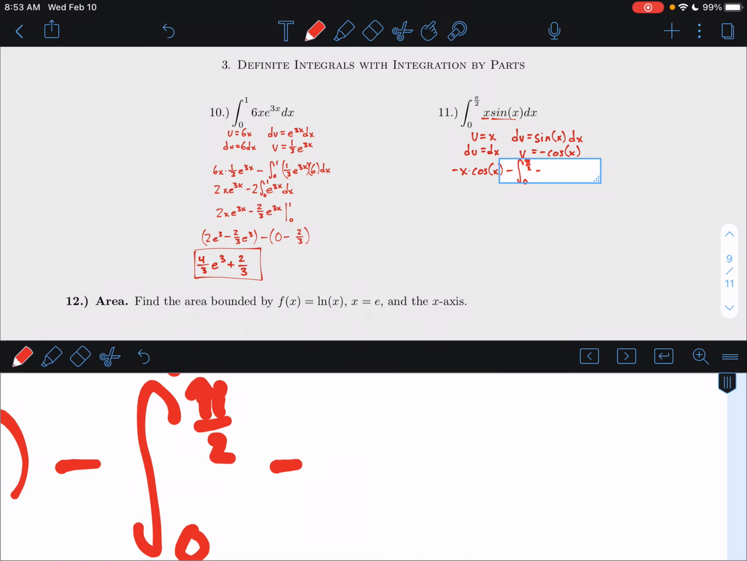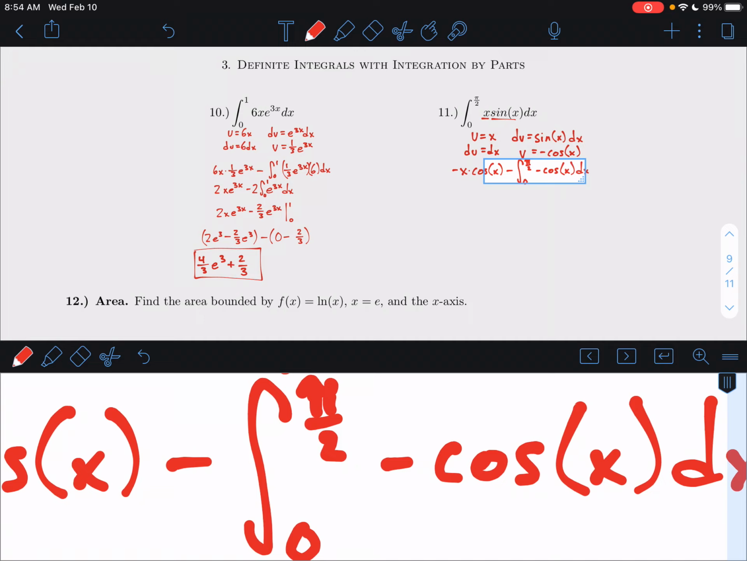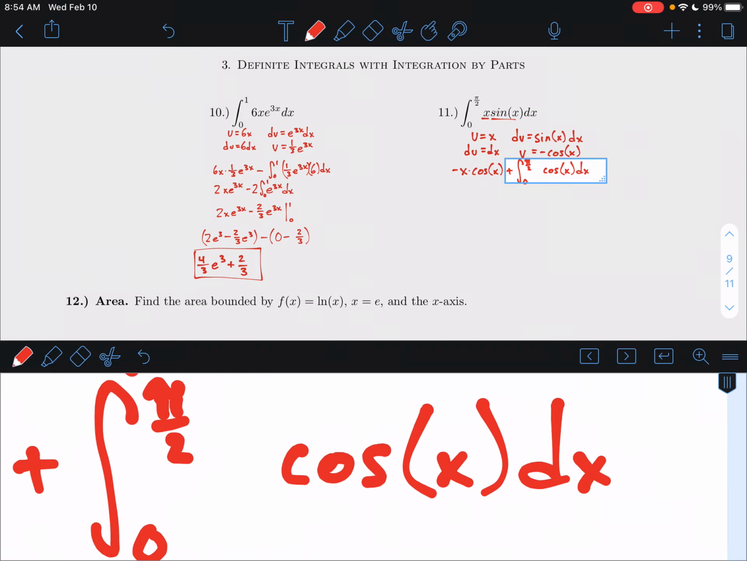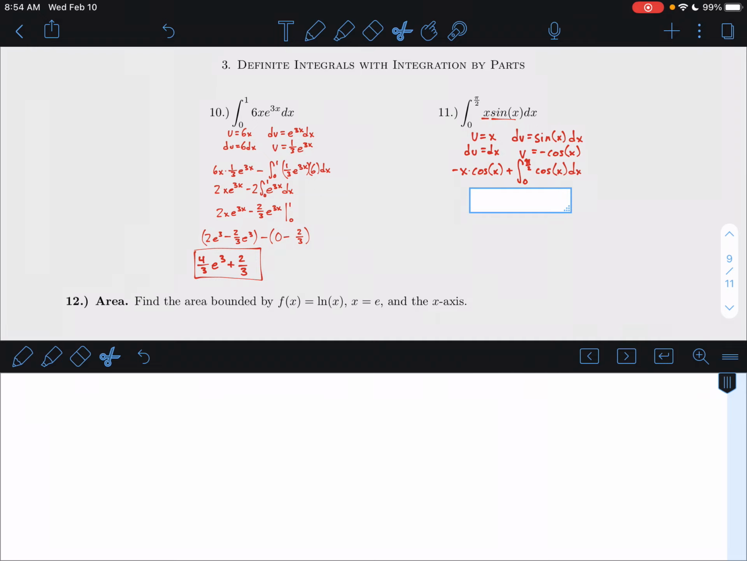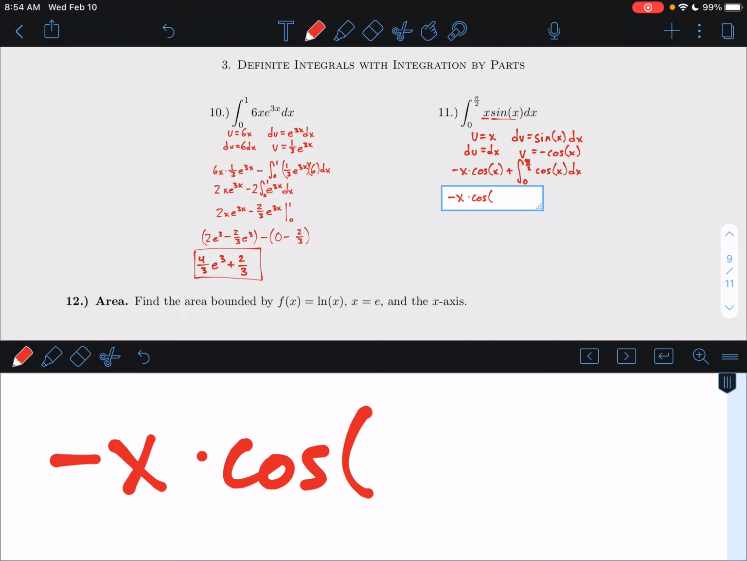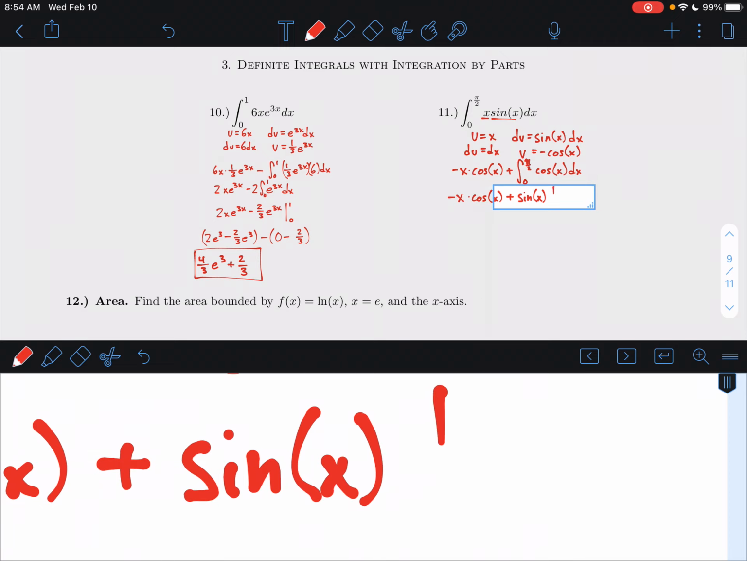So that would just be negative cosine of x dx, because du is dx. And since I have this negative inside the integral, I'm just going to take that outside and turn that into plus this integral. So now I just want to integrate that cosine of x, which is going to become sine of x. So I'm going to have negative x times the cosine of x plus the sine of x, which is the integral of that cosine of x dx, from 0 to pi over 2.